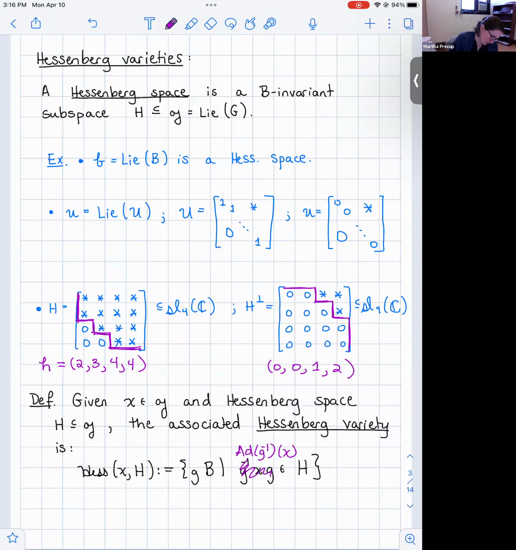You might ask, well, what about the type A realization? If I were thinking about flags as nested sequences of subspaces, I could have also written this as all of those full flags with the property that X maps the ith subspace into the h of ith subspace, where this little h here is this vector that's just recording what the Hessenberg space looks like as a matrix subspace. It's recording where my zeros start.